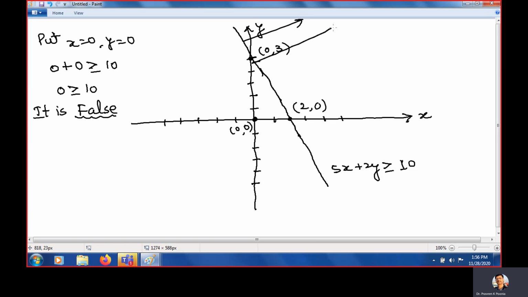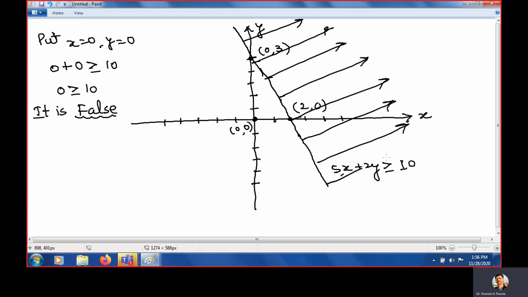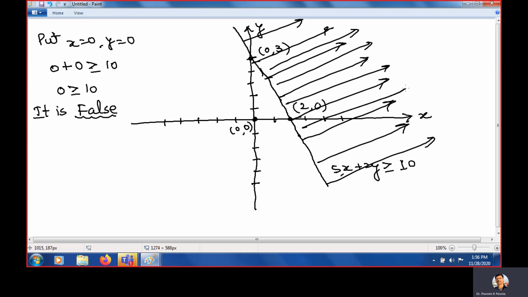Other side means this side. Right. So you need to make these lines like this. This one. So this side is the solution set. Other side is not the solution set. Okay. So this is the solution set. Please remember how we are doing it.